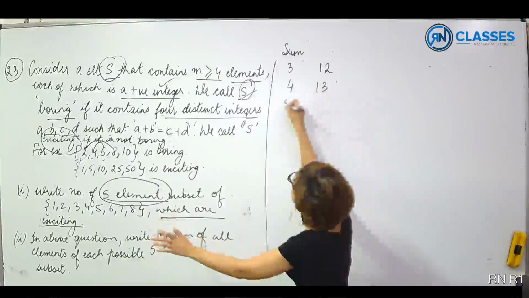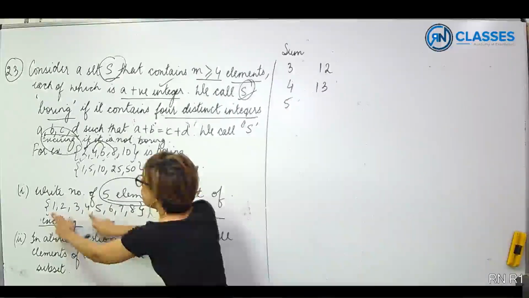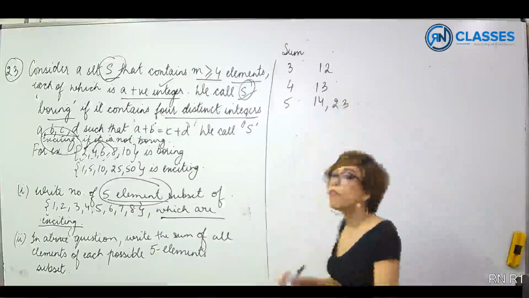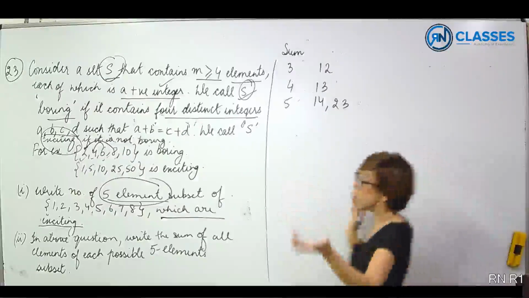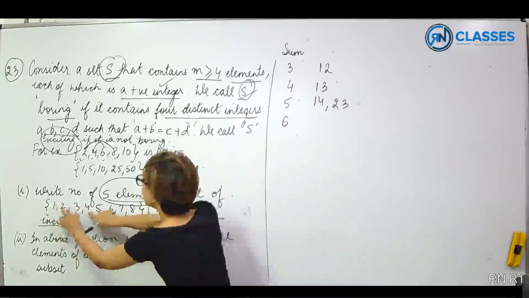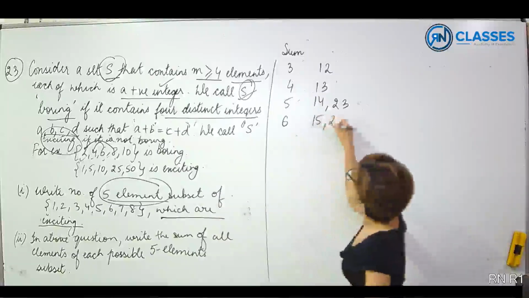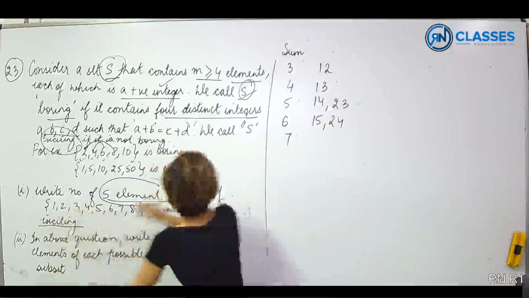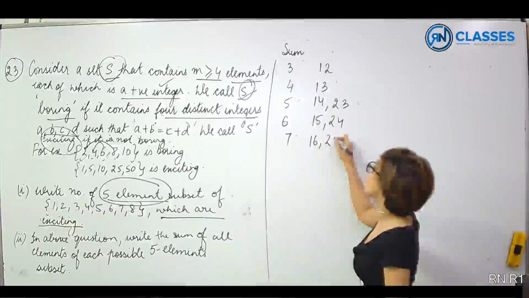Sum 5. That means I can have 1, 4 and 2, 3. Obviously, I should be putting commas in between, but I will not, to save my time. Then sum 6. So I'll have 1, 5 and 2, 4. Then sum 7: 1, 6, 2, 5, 3, 4.